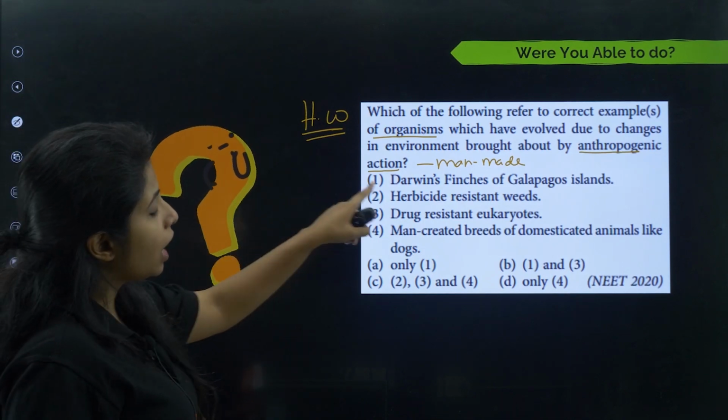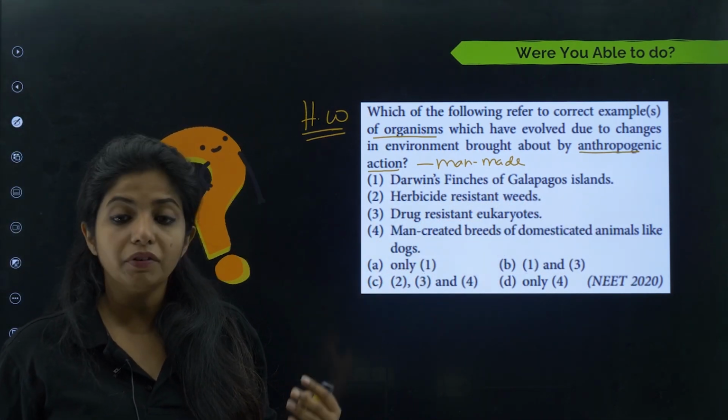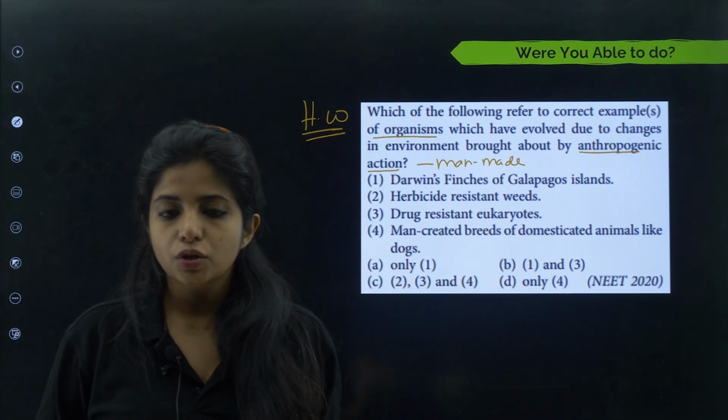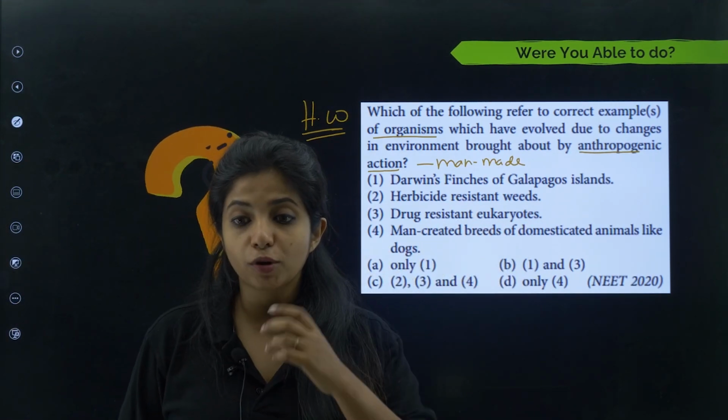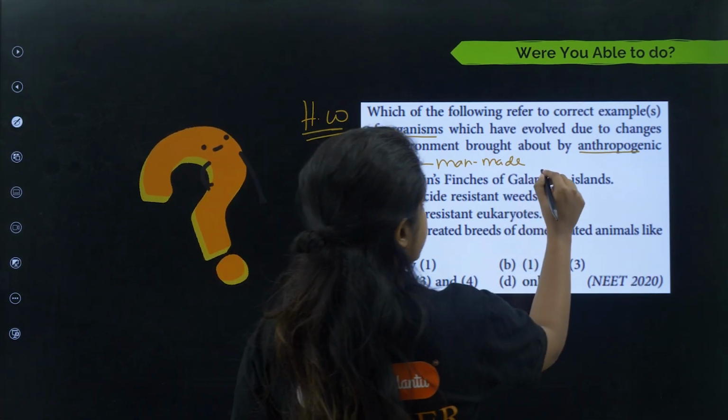So let's see. Darwin's finches of Galapagos Islands, they do not have anything to do with man. Even though Darwin went there to see it, Darwin didn't have any connection with the finches over there, right? So Darwin was not the person who was responsible for the different beak size of the finches. So this was an example of natural selection.